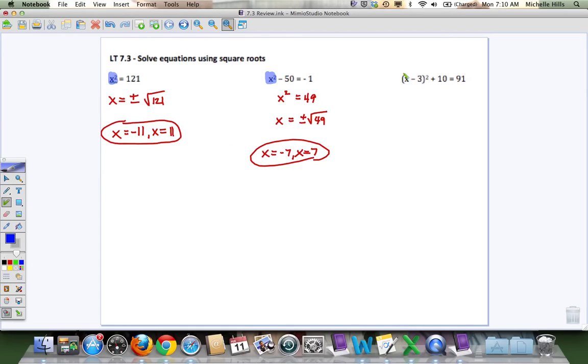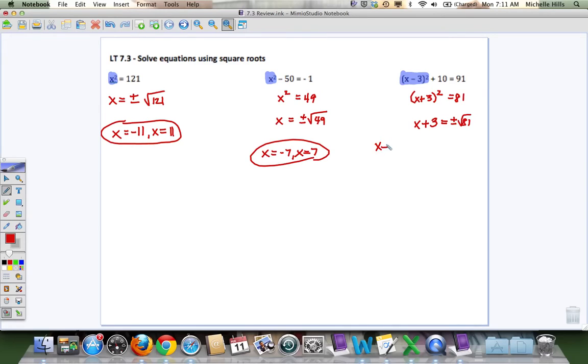So again, first I want to get the thing that's being squared by itself. So I want to eliminate this plus 10 by subtracting 10 from both sides. That's going to give me x plus 3 quantity squared equals 81. To undo this square, I square root both sides, so the left side is now just x plus 3, but on the right side I need to look at both the positive and negative square roots of 81. I'm going to get two equations to solve now.